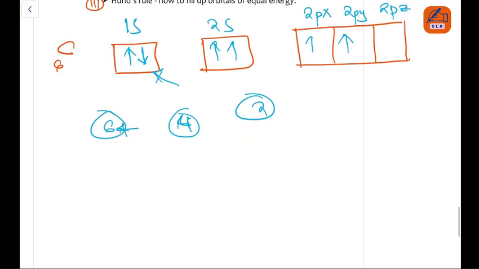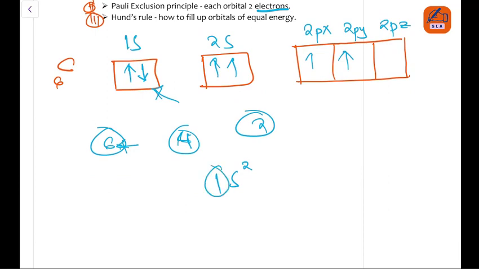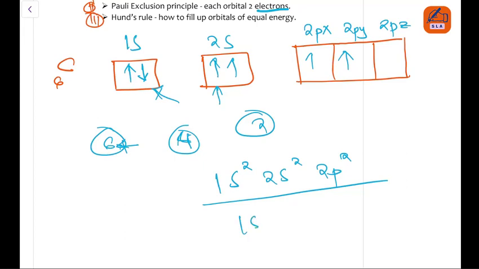So this is how the electronic configuration of carbon is written. We have 1s2: 1 stands for the first shell, s is the type of orbital, and 2 stands for electrons. Then we have 2s2, which is this one: second shell, s type of orbital, 2 electrons. And 2p, how many electrons? We have 2. So it's 1s2, 2s2, 2p2. This is the electronic configuration of what? Of the element carbon. Thank you.